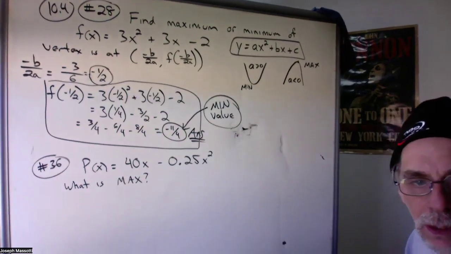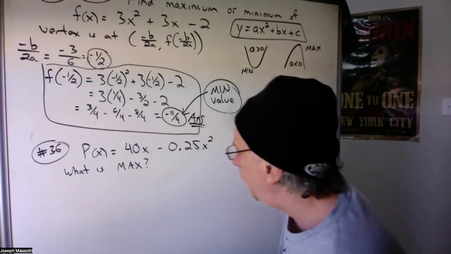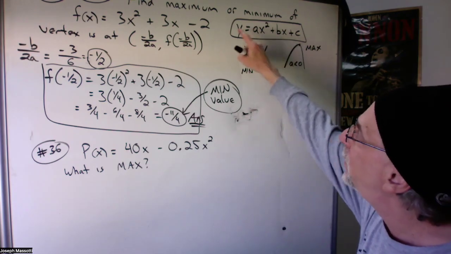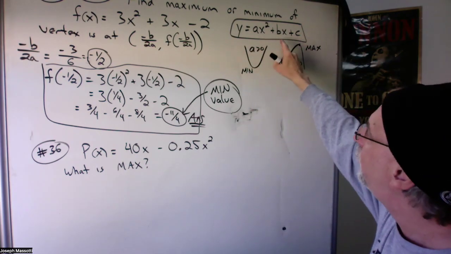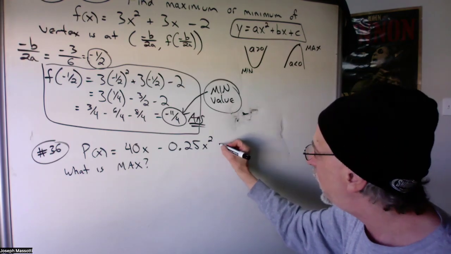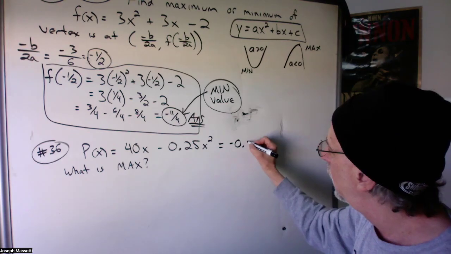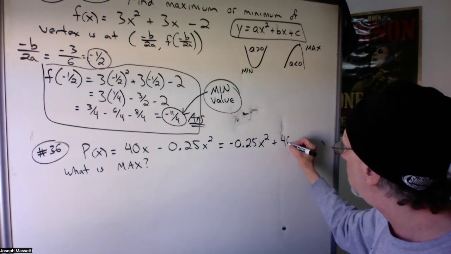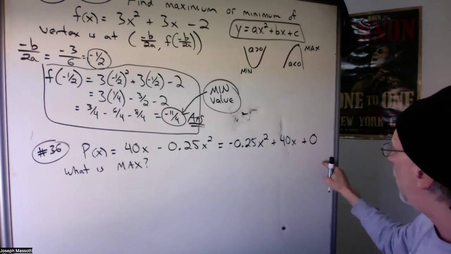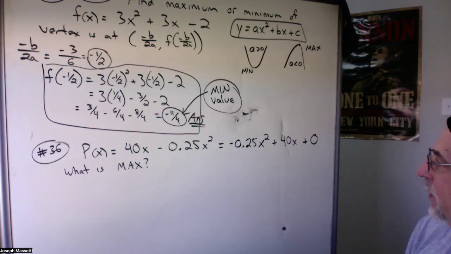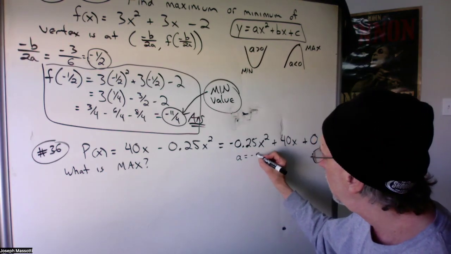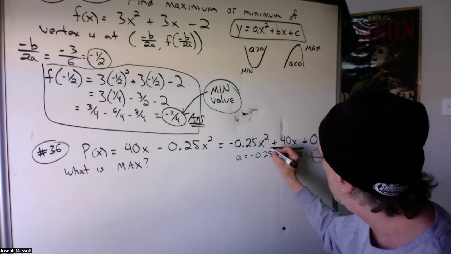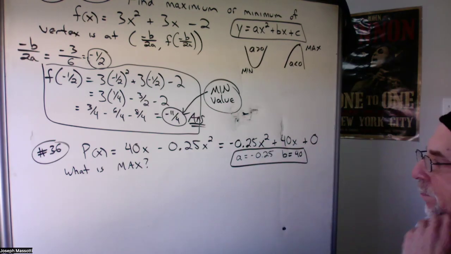All right. And number 36, again, just a different quadratic function, not in our familiar form. The previous one was nicely already in our familiar form. This one is not, so we want to rearrange it to put the x squared term first, plus 40x. And we don't see a c, our c is 0. We don't need to put the 0, but that's what it is. So here our a is negative 0.25, and our b is 40. That's the only thing we need to find the vertex.